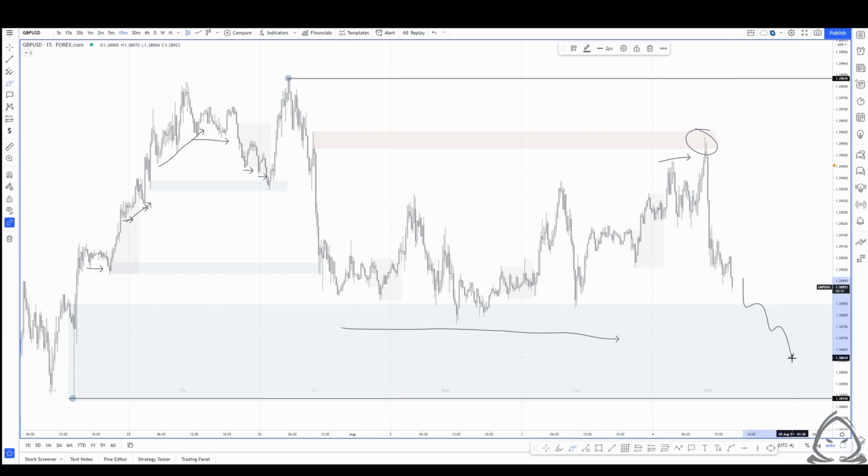And what we could see is a much larger sweep or run on all of this sell side liquidity before we see the true move to the upside that would break this structural swing high, which would be our external range liquidity, and would see price moving. And this is why it's important to understand these concepts so that you can make the most informed trading decisions.